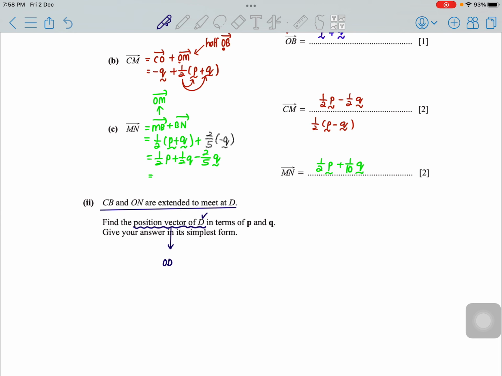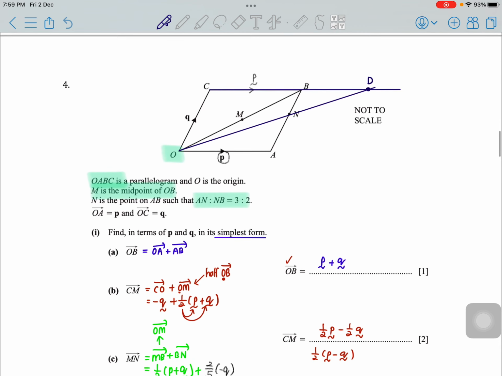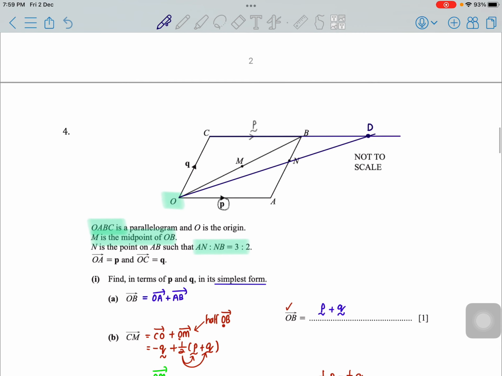So what will you write? You will write vector OD, and that's what we want. And I have to write that in P and Q. So I want to define my OD path now. How do you want to travel? I want to go from O, then I want to go to B. Let's say I am directly going to B, and then I can go to BD. So this is one way.